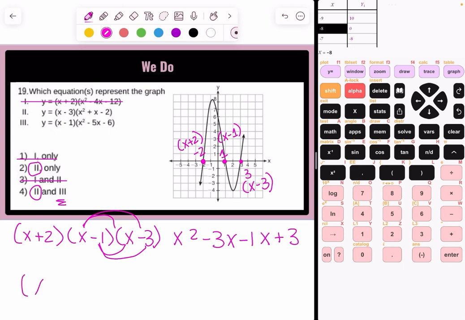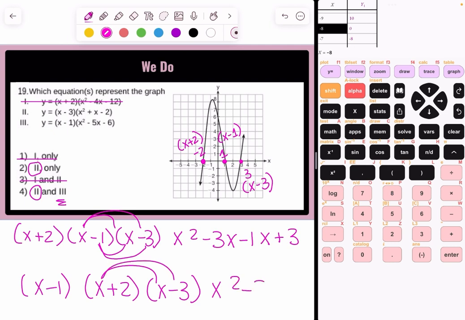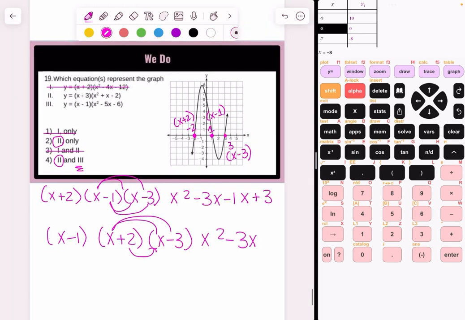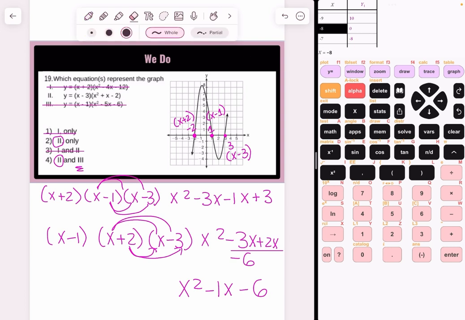Leave the x minus 1 alone. So we are going to have to multiply x plus 2 and x minus 3. Let's do it. X times x is x squared. X times negative 3 is negative 3x. 2 times x is 2x. And 2 times negative 3 is negative 6. All right, so we would get x squared, negative 3x plus 2x is negative 1x, minus 6, which is not what we get for choice 3. So our answer is choice 2.